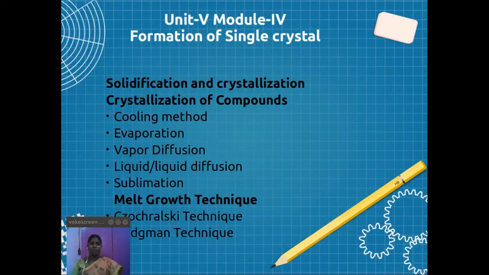In this Module 4, we are going to study the formation of single crystals, what is solidification and crystallization process, then the different types of crystallization of compounds like cooling method, evaporation method, vapor diffusion method, liquid diffusion method, sublimation method, and we are going to learn about the melt growth techniques like Czochralski technique and Bridgman technique.